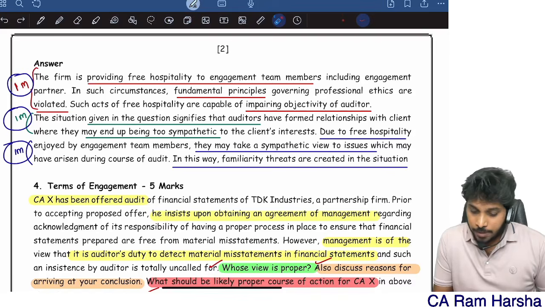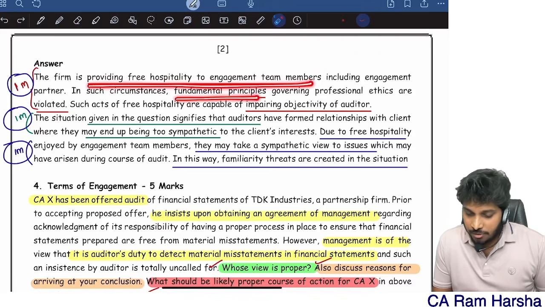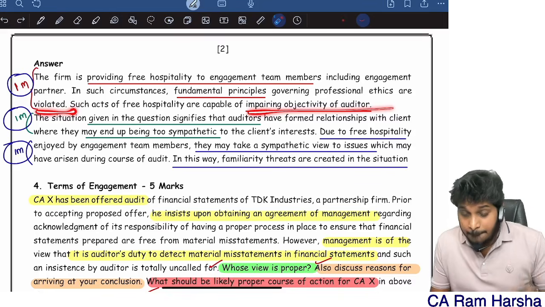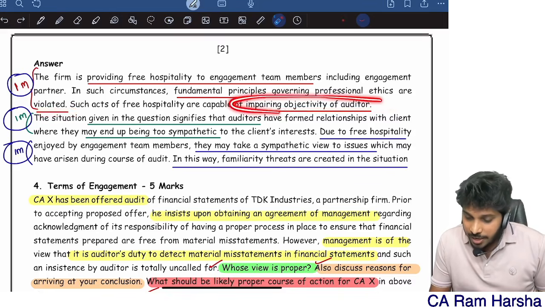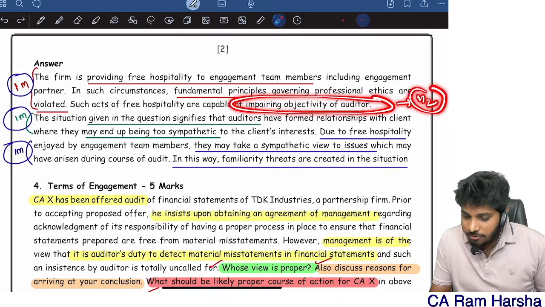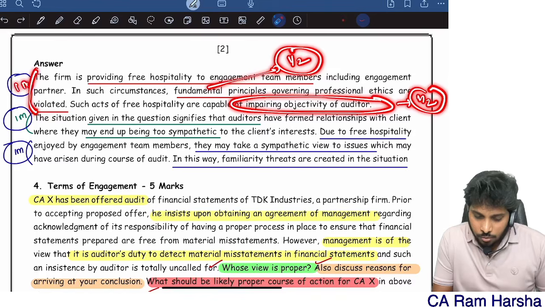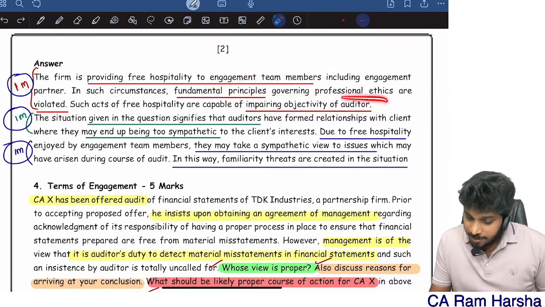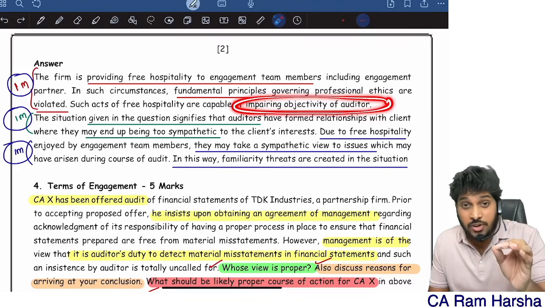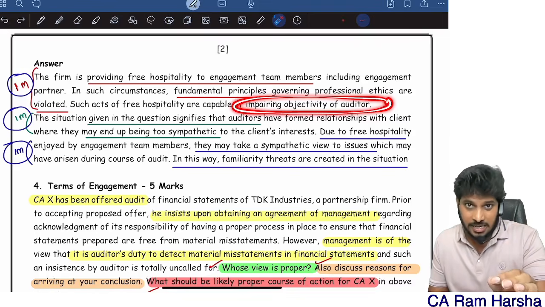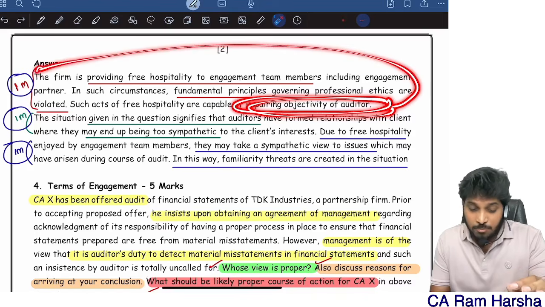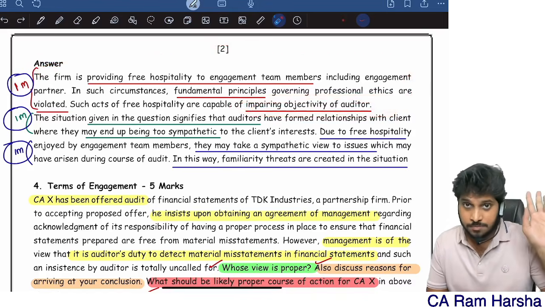You see here, providing free hospitality, fundamental principles are violated, impairing objectivity. Impairing objectivity is there, right? For this half mark. Fundamental principles are violated, right? For this half mark, totally 1 mark. Or sometimes, if this point is there, objectivity of the auditor is violated indirectly. If this point alone is there, this itself might be given 1 mark. Anyway, it can happen. Okay.